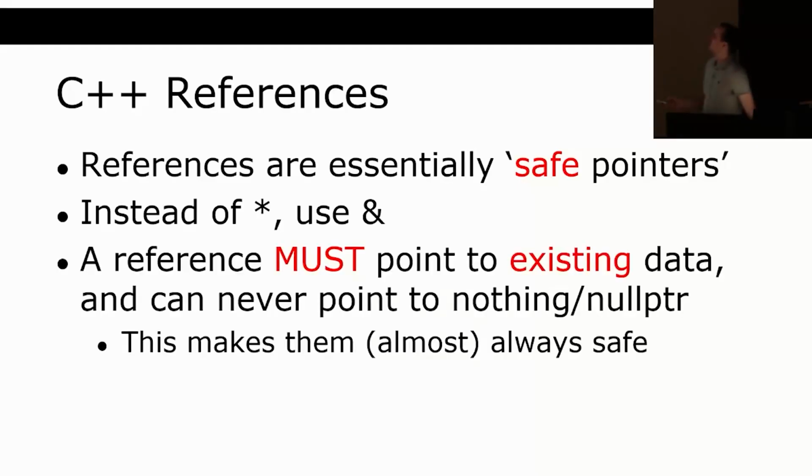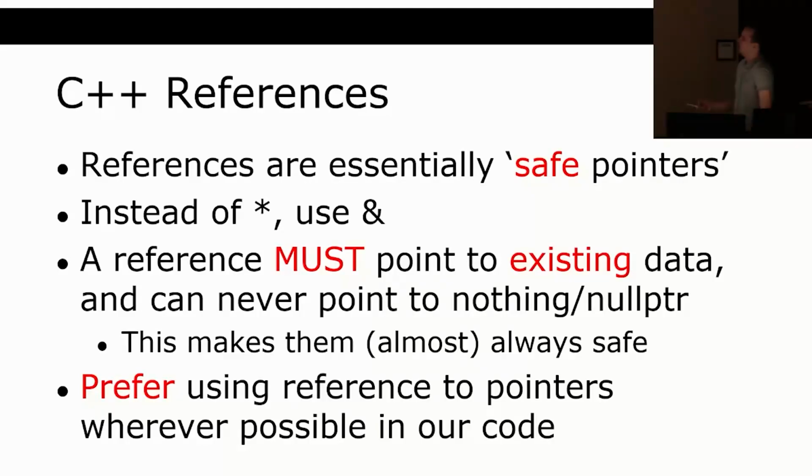Flammable means inflammable. Okay, so a reference must point to existing data and can never point to nothing or a null pointer. So back in my example where I said int star p, I cannot do that with a reference. I cannot say int ref r. I have to assign it an initial value, and that's why it's a little bit more safe. This makes them almost always safe. You are still able to do unsafe things. So we want to prefer using references to pointers wherever possible. So if I ever tell myself, hey, I need to use a pointer here, then we would prefer to use a reference instead of that pointer if possible.